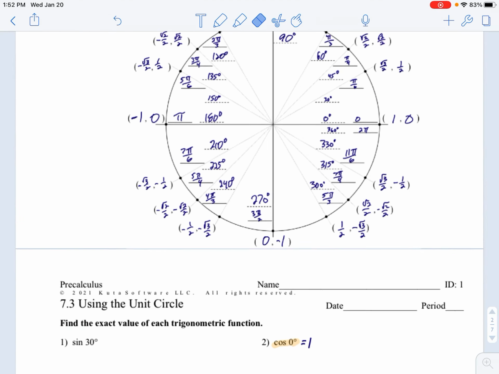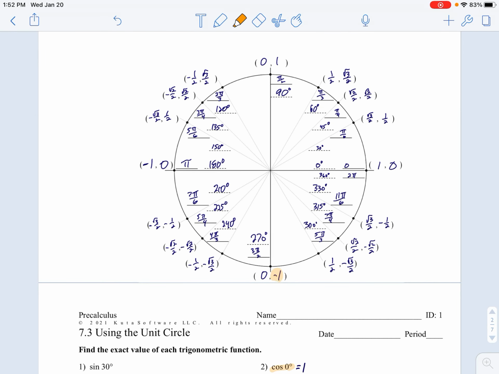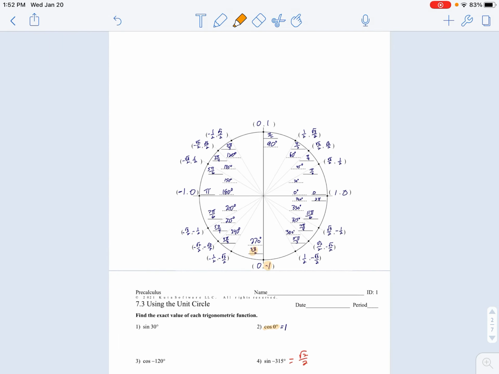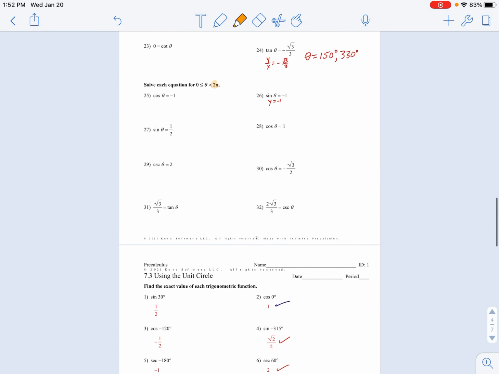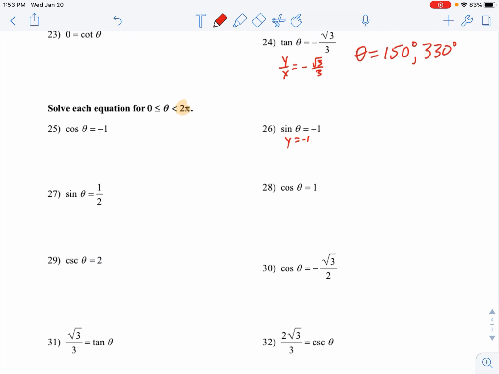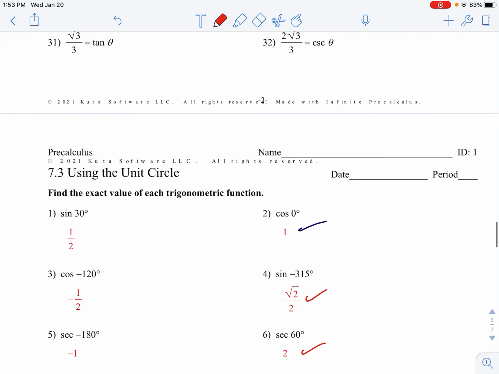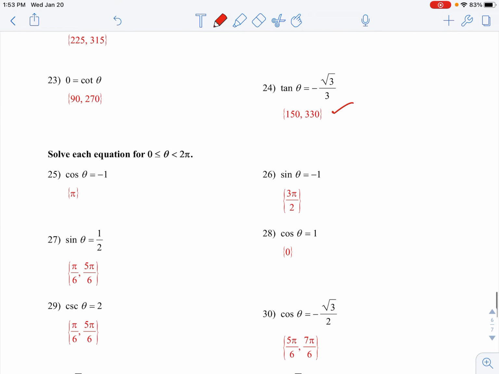Okay, where does y equal -1 on the unit circle? Only one spot right there, and in radians, that's 3 pi over 2. So there's only one answer. Theta equals 3 pi over 2. Check number 26. There it is.